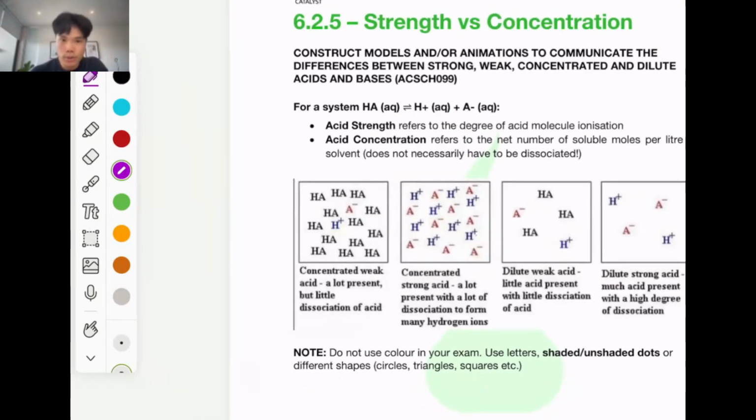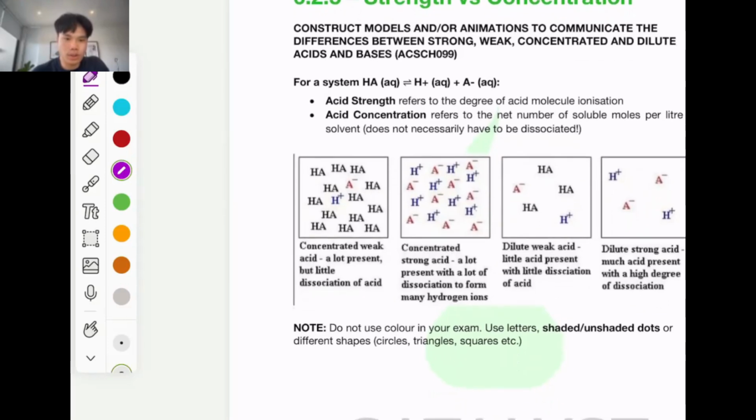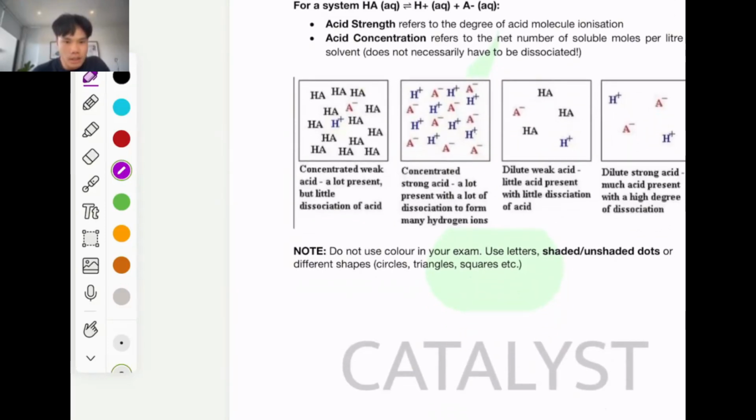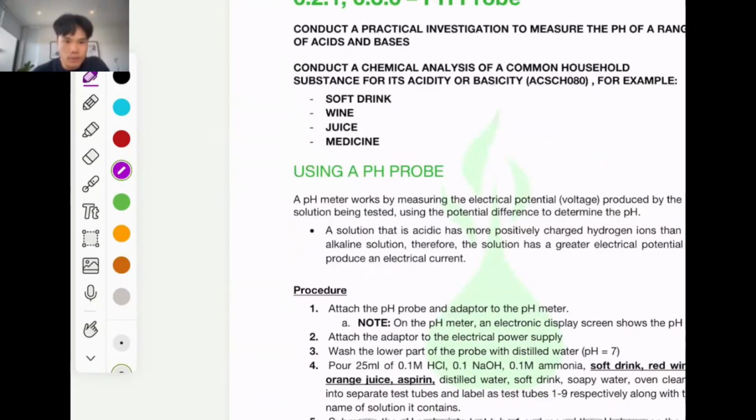You should be able to draw strength versus concentration models. Strength just basically shows that either you completely dissociate or you don't. And concentration, you either have a lot of stuff or a small amount of stuff. So they're the two different sets of conditions you could model.